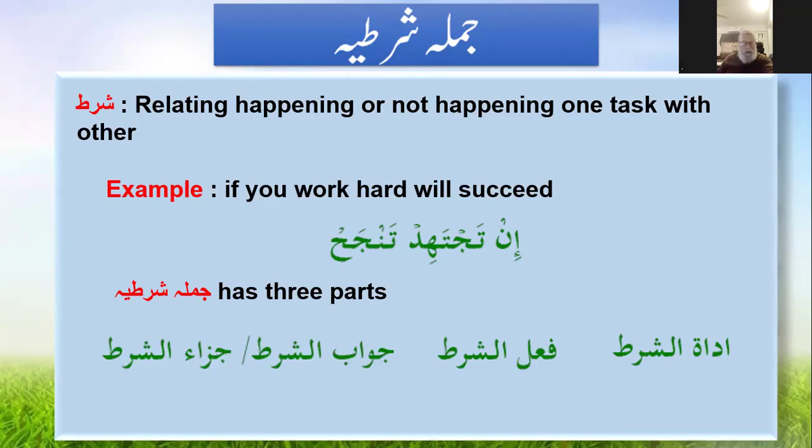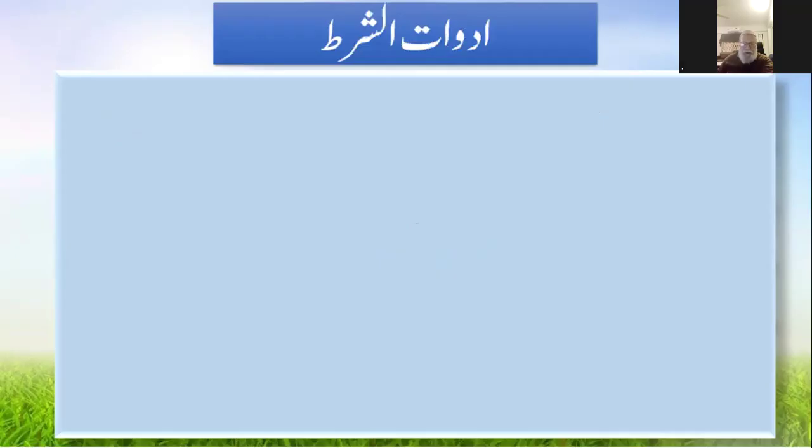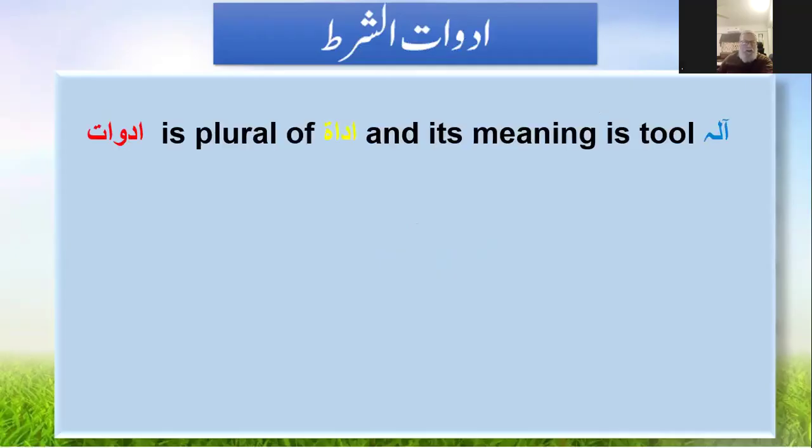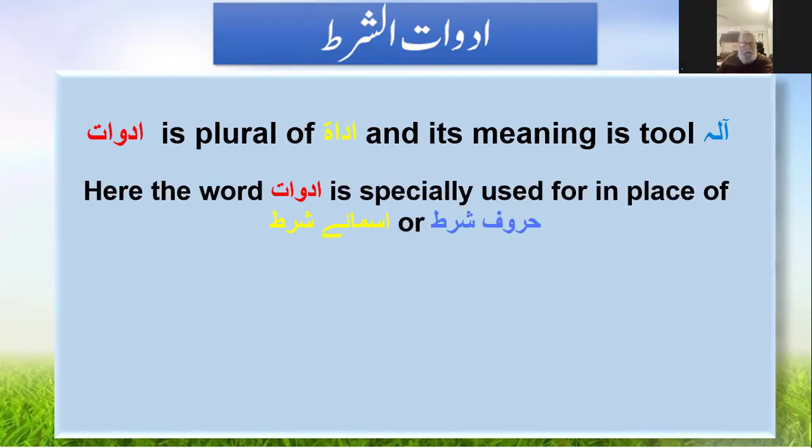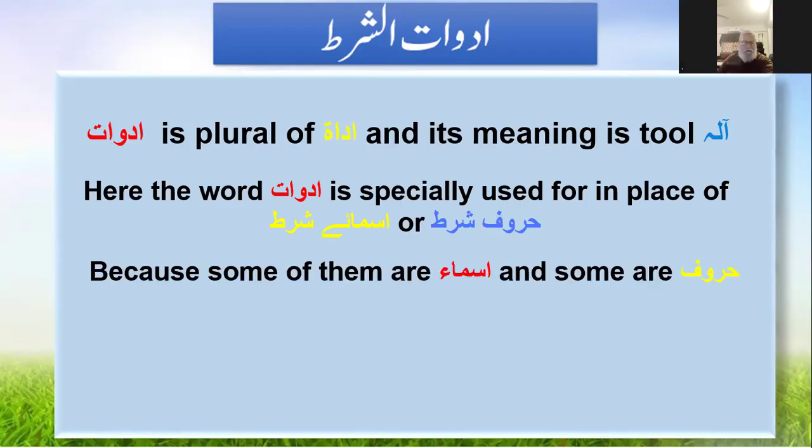So the conditional sentence has three parts: the condition letter or ism, the condition, and the answer of the condition. What are adatu shart? They mean the letters or words which put the condition. Adat is the plural of ada. Ada is singular, adat is plural, and its meaning is tool, ala. Here the word adat is especially used for asma shart or huruf shart.